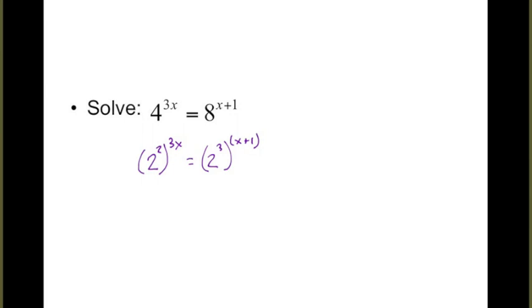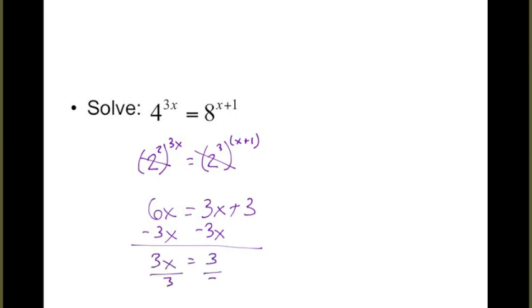Now on the left-hand side, we have up in the exponent a 2 and a 3x. What do we need to do with those? Multiply them, because it's a power to a power. We're ignoring the base, but now up in the exponent, that 2, we're going to multiply by the 3x to make 6x. And likewise on the other side, we can ignore the base. We need to multiply that exponent, but we need to distribute here. So 3x plus 3. And we solve by subtracting 3x and dividing, which gives x is 1.